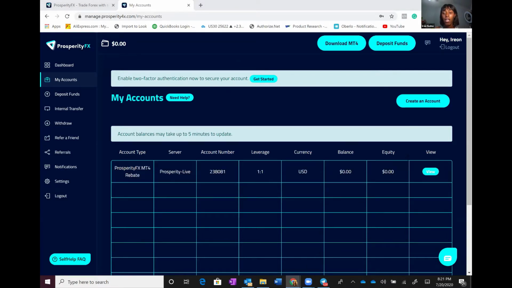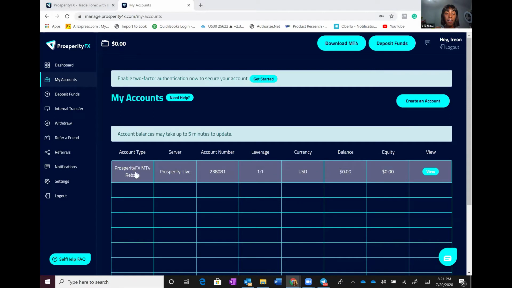And while y'all are doing that, I'm just going to explain a little bit about this. So this right here, account type, this is where you would see if it's a live account or a demo account, and the server is Prosperity Live. Your account number would be just for this account. And the most important thing is after we create this account, the email that you'll get. You'll need the account number and the password to enter it into your MetaTrader4. And I'll explain that when we get to that point.